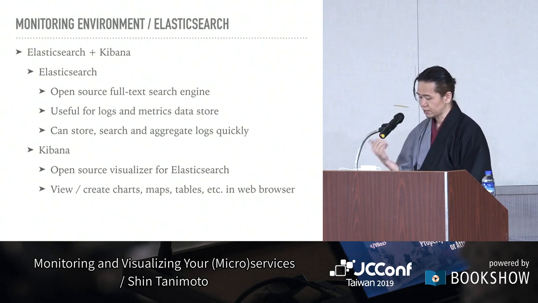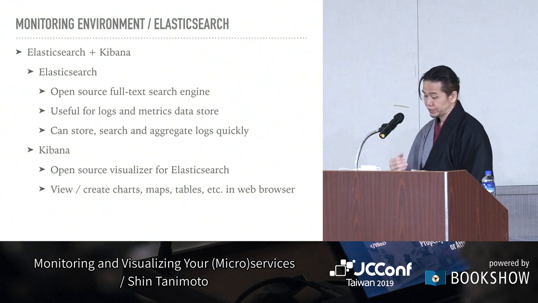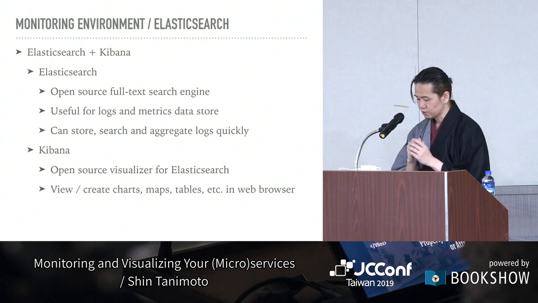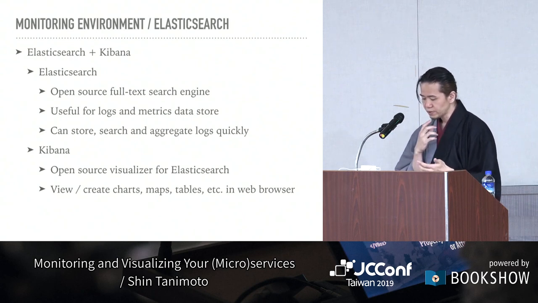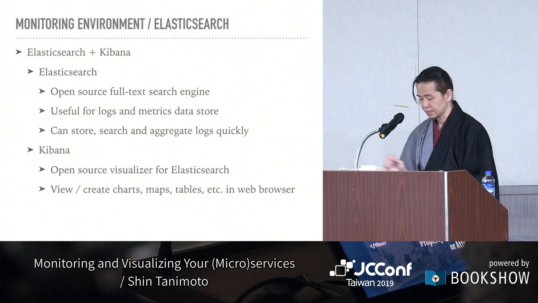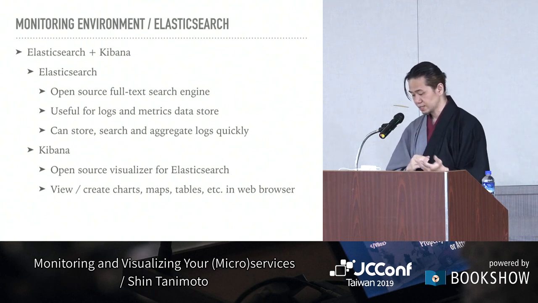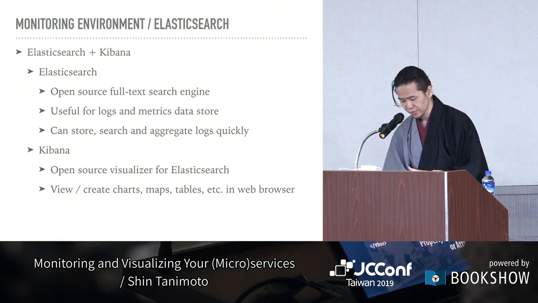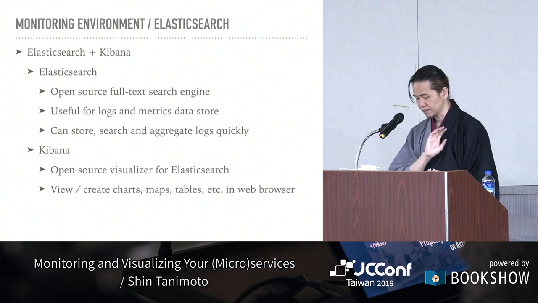Kibana is a tool for visualizing Elasticsearch data. We can view various data and create new visualizations such as charts, maps, tables, etc. in a web browser using Kibana. The reason for using Elasticsearch is that there are quite a few open source software which can handle both logs and metrics. Many monitoring tools store only time series numeric data and cannot store logs. Also, even if a monitoring tool can store logs, the search is often quite slow with so-called linear search like grep. Elasticsearch takes advantage of being a full-text search engine that allows us to quickly search and aggregate logs.